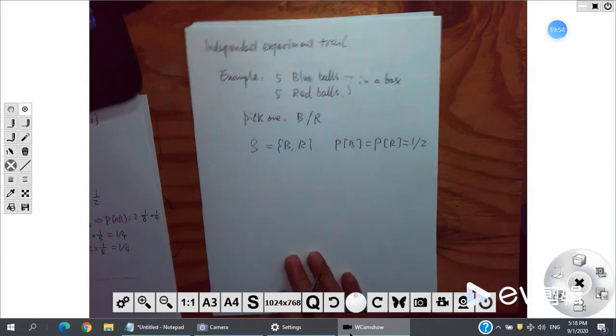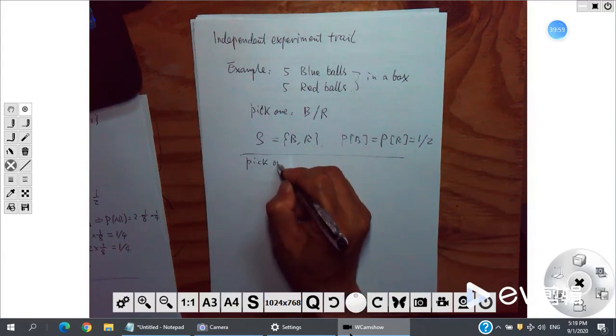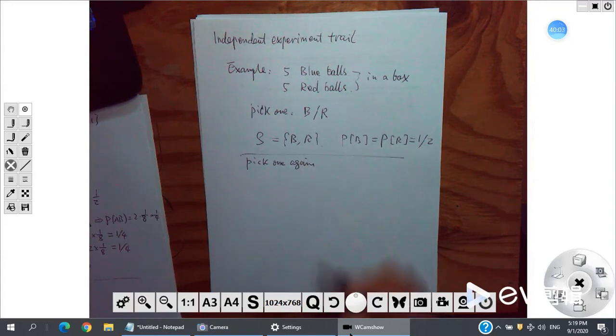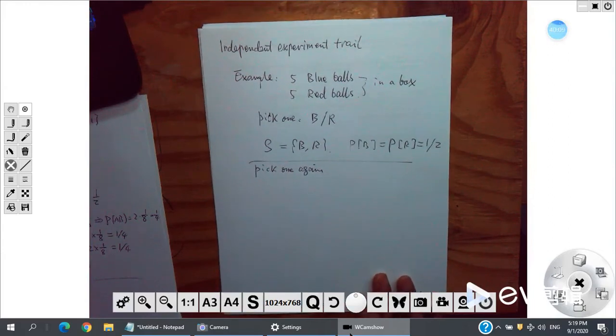Okay, pick one again. But before you pick a new bar, you already have one bar out, right? You already have one bar out. If you place the bar back, or you do not put the bar back to the box, then things are different.